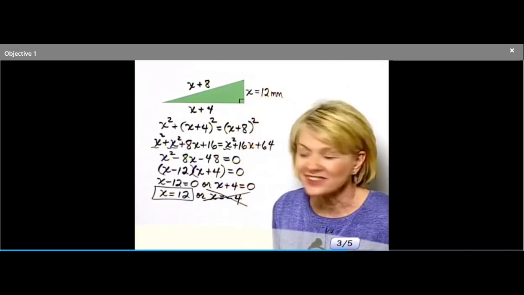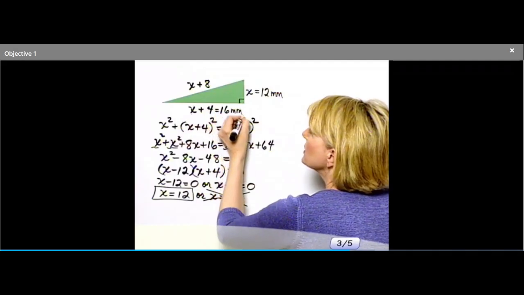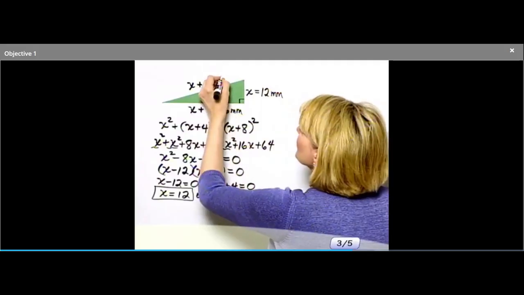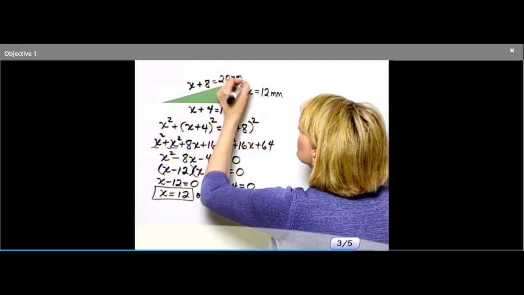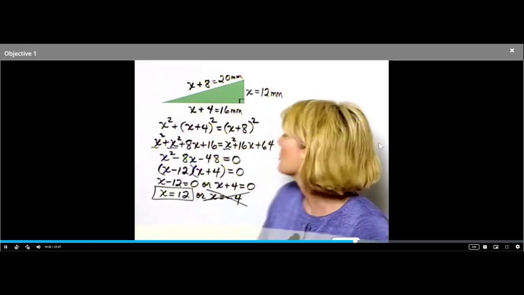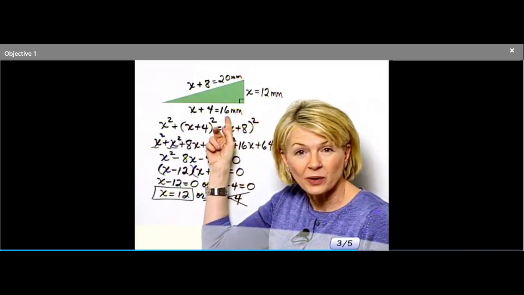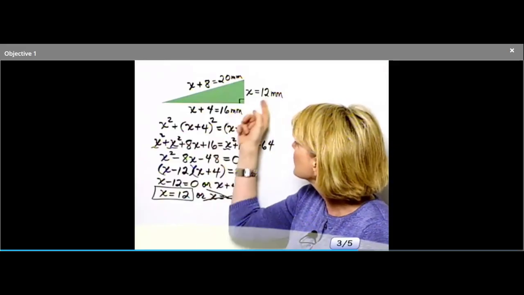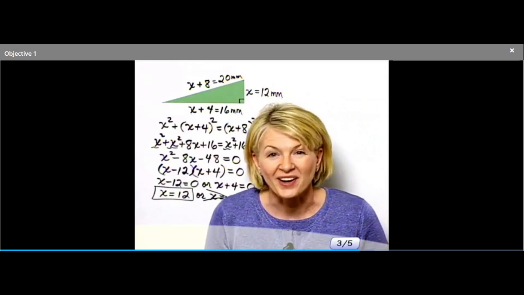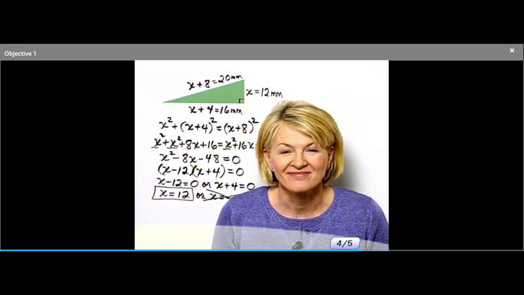Remember, we are in millimeters. Then this is 12 plus 4, or 16 millimeters. And this is 12 plus 8, or 20 millimeters. How can we check? Make sure these lengths satisfy the Pythagorean theorem. Find 12, square it, then find 16 and square it, 16 squared. Find that sum and make sure that sum is 20 squared or 400. But there's our application dealing with the Pythagorean theorem.